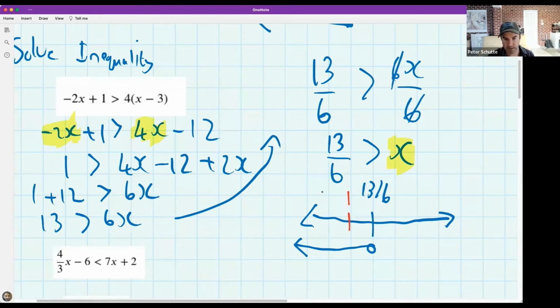I can show you this by going back to the original equation. If I look at the original equation, if I go minus 2 times 1 plus 1, is that greater than 4 times 1 minus 3? Let's see. Minus 2 plus 1 is minus 1. And then this is minus 8. Now, this may confuse you, but minus 8 is in fact less than minus 1. So this number line contains a lot of information.